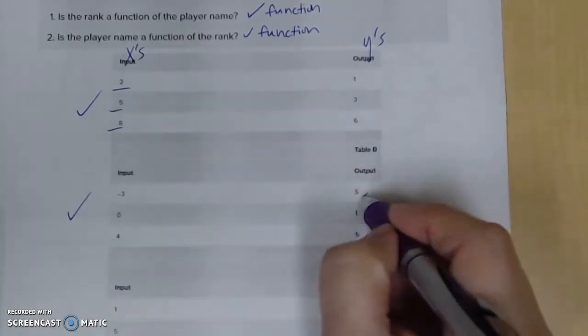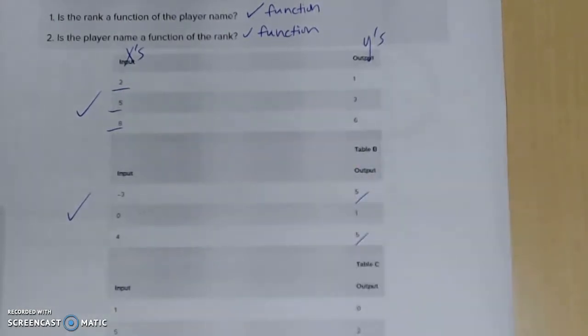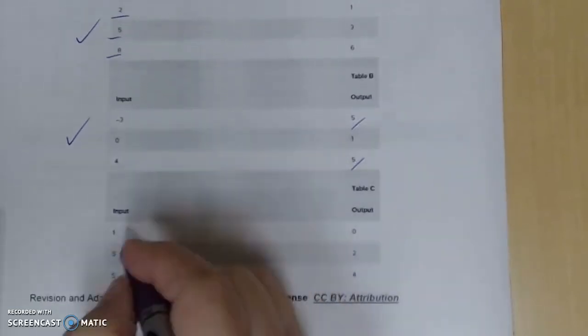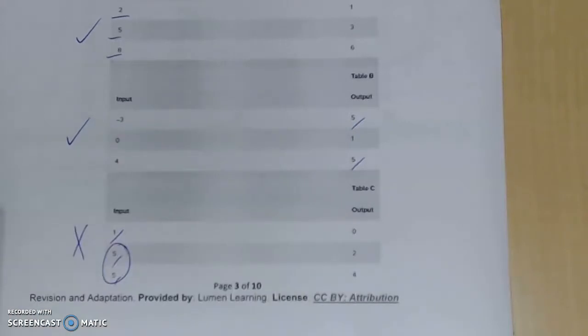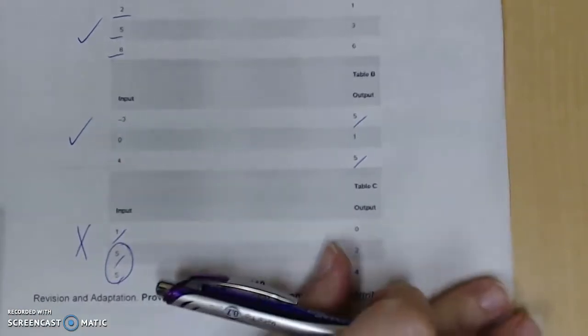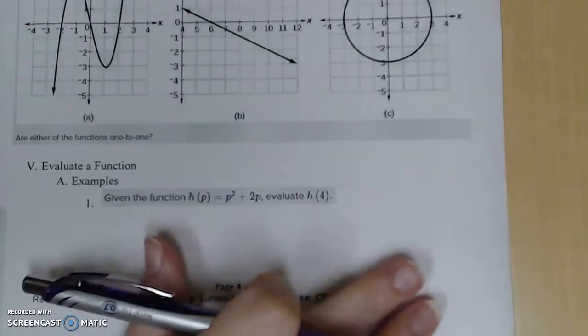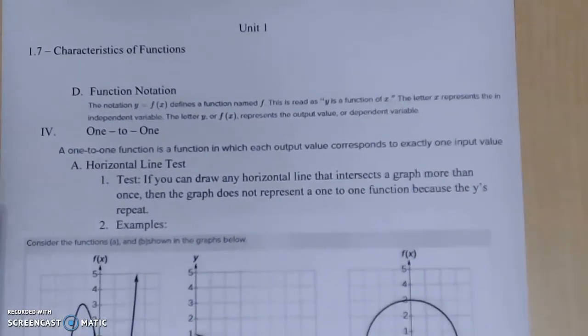I'm not concerned with my output repeating. We'll talk about that here in a minute. Last one, 1, 5, 5. My 5's repeated, so this would not be a function. So I wanted to show you all these different ways that you're going to be approached with it, so no matter what it looks like, you know what you're looking for.